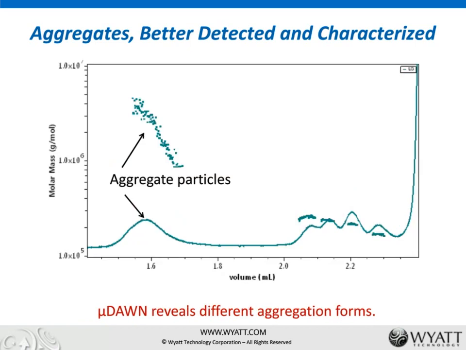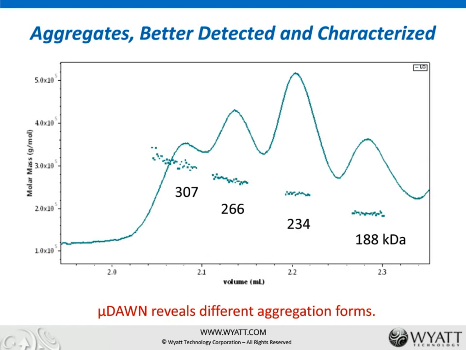So we can use microDAWN to measure the molecular weight. The first peak molecular weight is from 1 million to several millions, likely aggregate particles. Now let's focus on the soluble aggregates and zoom in further. And we can see their molecular weights vary from 188 kilodalton to 307 kilodalton, representing different forms of the aggregation.